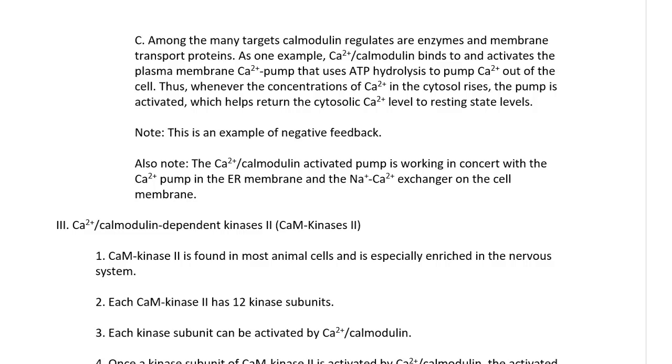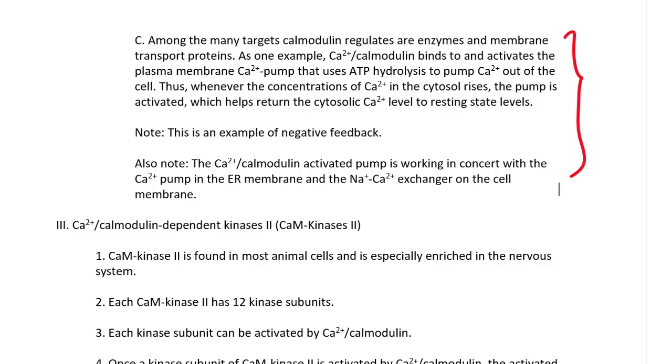As one example, calcium calmodulin binds to and activates the plasma membrane calcium pumps that use ATP hydrolysis to pump calcium out of the cell. Thus, whenever concentration of calcium in the cytosol rises, the pump is activated, which helps return the cytosolic calcium levels to resting state levels. This is an example of negative feedback. Also note, the calcium calmodulin activated pump is working in concert with calcium pumps in the ER and the sodium calcium exchanger on the cell membrane. So this is a little bit that we didn't ever talk about, because we couldn't talk about it until now.